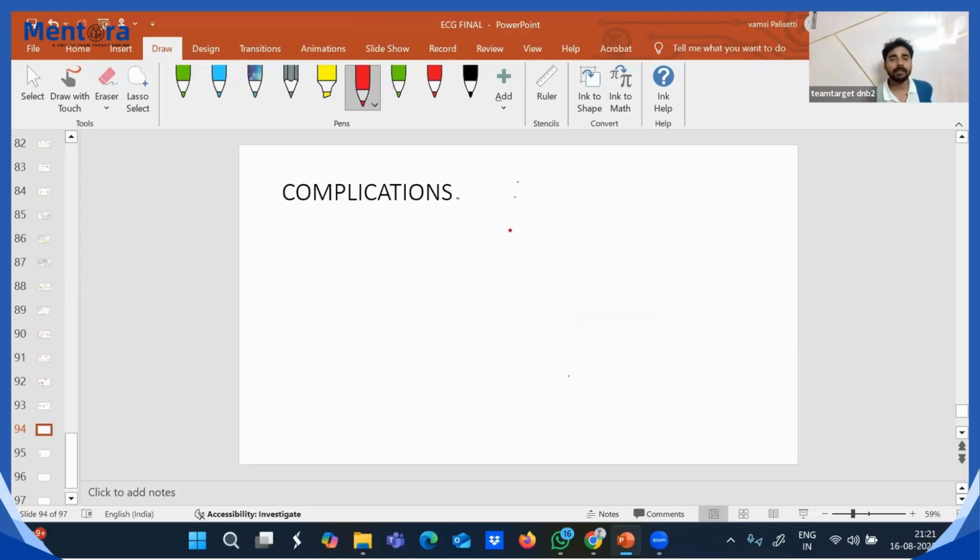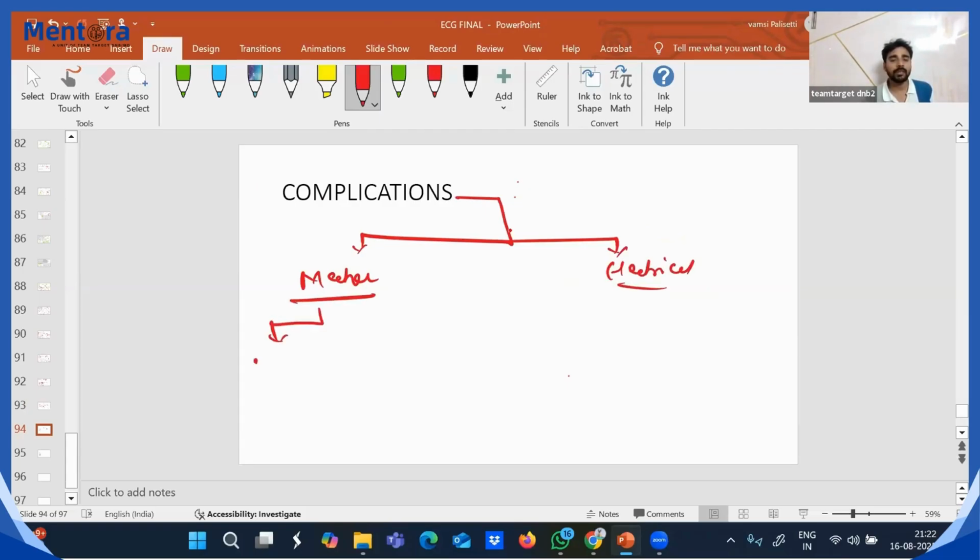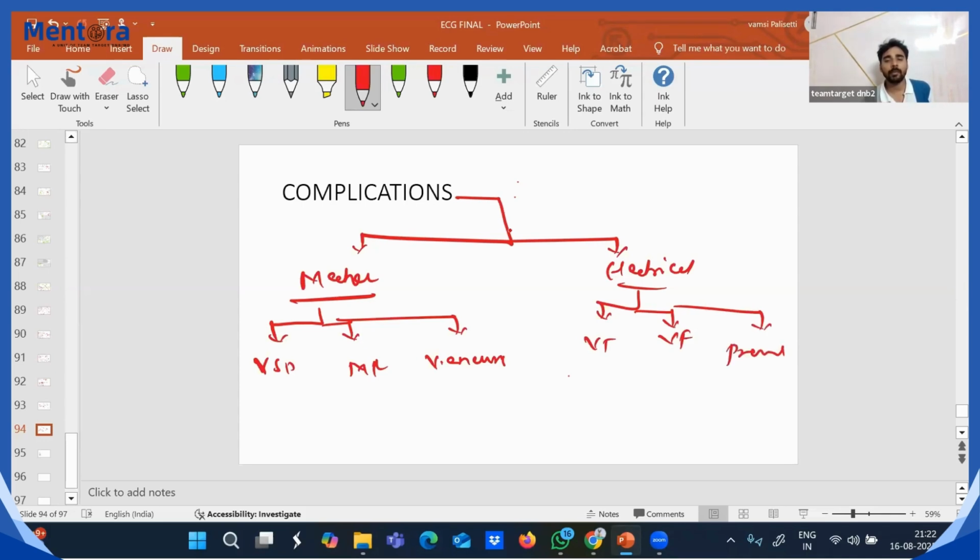If they ask you, just write a simple thing, whether it's mechanical complications or electrical complications. We discussed all this in the theory class, so I'm not going deep. Mechanical complications, usually you will see in the case of left ventricle MI, either VSD or MR, mitral regurgitation, or maybe because of ventricular aneurysm also. Electrical complications are mainly VT, VF, and premature complexes.